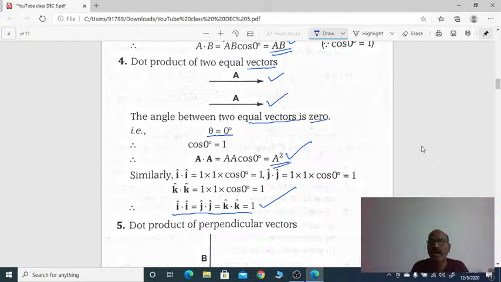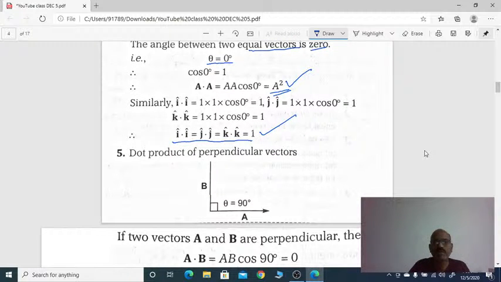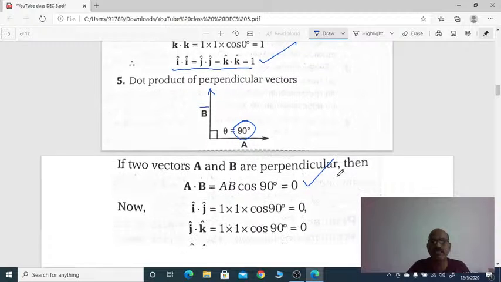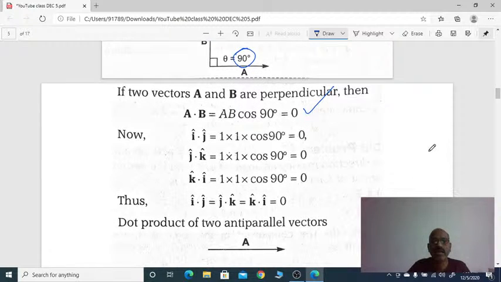And i dot j, j dot k will be 0. So the dot product of perpendicular vectors: suppose two vectors A and B are perpendicular, the angle between them is 90. Then A dot B equal to AB cos 90, which is 0. If you want to prove two vectors are perpendicular, we need to show the dot product of the two vectors is equal to 0. So that is the condition for perpendicular vectors. Now see, i dot i, j dot j, k dot k, 1, I said.